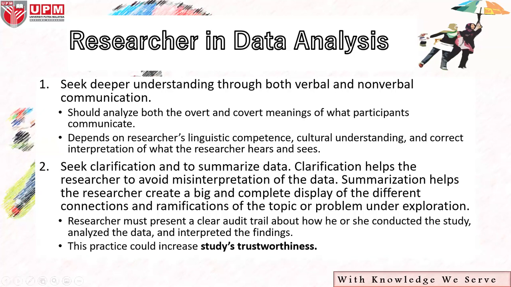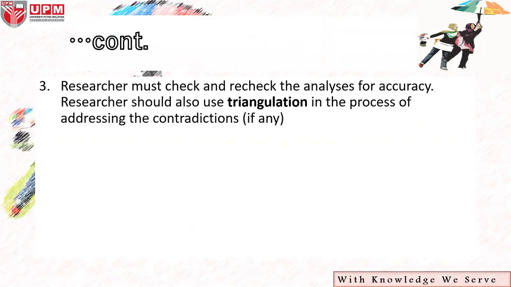Okay, so this practice ni could increase your study trustworthiness. Means that you can report this one as part of the proof of your study, of your data trustworthiness. Okay. Researcher must check and recheck the analysis for accuracy. Researcher should also use triangulation in the process of addressing the contradiction, if any.